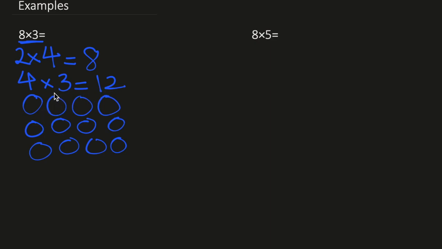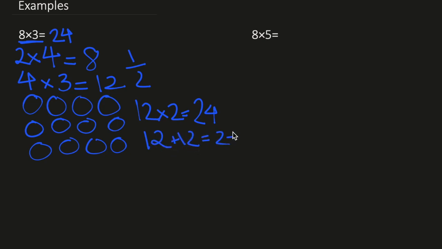Now we know that 4 times 3 is equal to 12, but now we have to figure out 8 times 3. Since 4 is half of 8, that means 12 is half of whatever the answer is. And we know that a half is basically just 1 over 2. So we can reverse that and do 12 times 2 to get what 8 times 3 is. So 12 times 2 is 24, and we know that 8 times 3 is 24 now. If you don't know how to do 12 times 2 yet, you can always just do repeated addition and do 12 plus 12, which is equal to 24 as well.